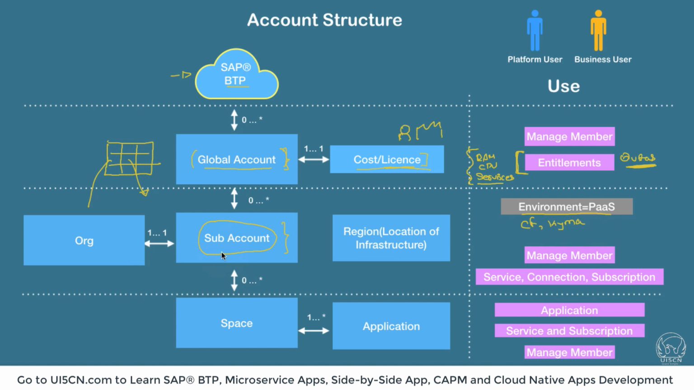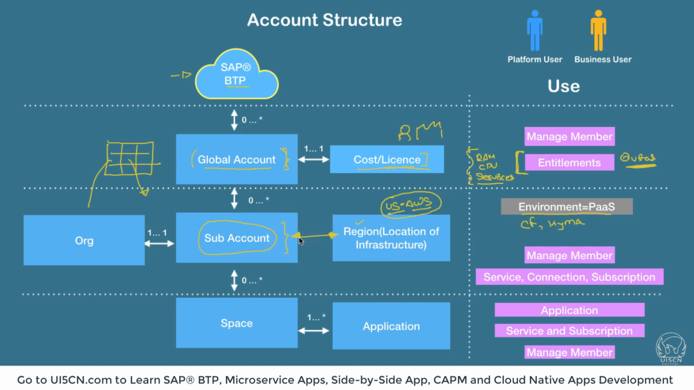Now, whenever a sub account is created, it is basically created in one single region. So it can happen that the account is created in US AWS. So all the services, all the apps, all the connectivity or networking will be stored here in US AWS. So this is the location where all your sub account related information will be stored. So this is one-to-one.